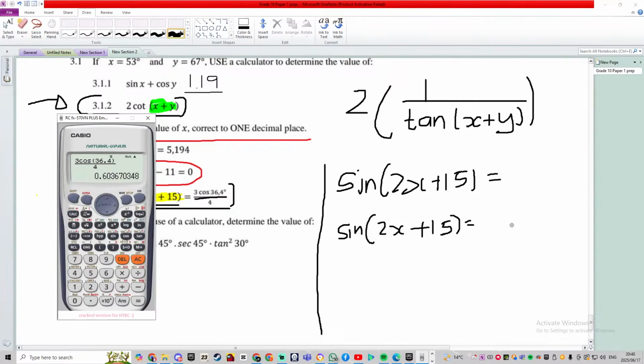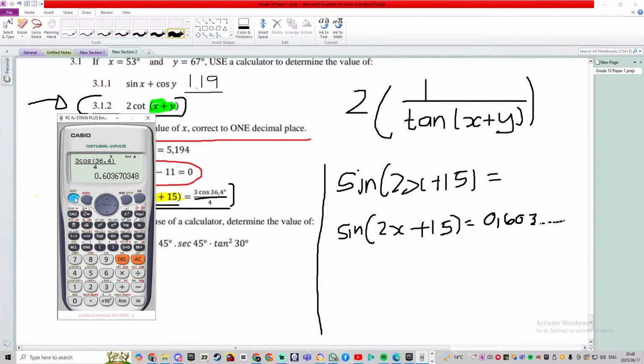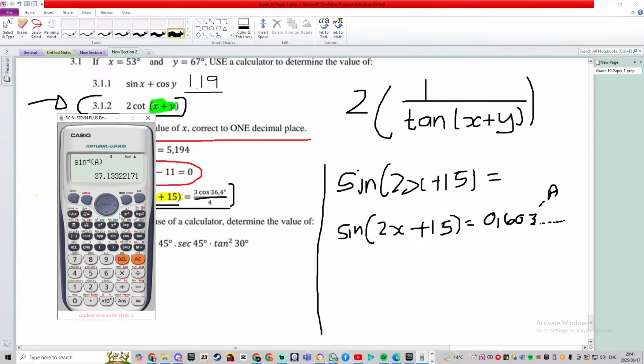Sorry about that. 0.603... You cannot round off, people, up until your final answer. So then I'm just gonna say shift store A. I'm storing it in the letter A. I just showed 10 seconds ago how to do the storing. So I'm gonna say shift sine inverse of alpha A. That's this answer here. This is A. I put it in the calculator. Shift sine alpha A. See there?